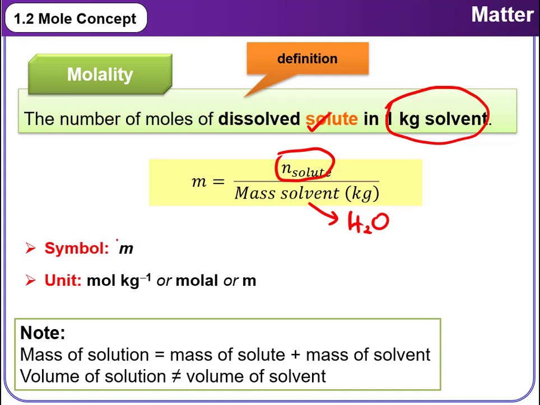The symbol for molality is lowercase m, and the unit is mole per kg, because we insert the mole of solute, which is in mole, of course, divided by the kilogram of solvent. So the final unit is mole per kg, or you can write the word molal, or also lowercase m. Note here, the mass of solution is equal to the total mass of solute plus the mass of solvent. But the volume of solution is not equal to the volume of solvent.